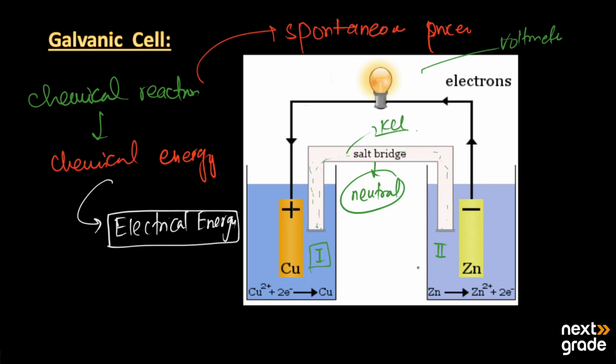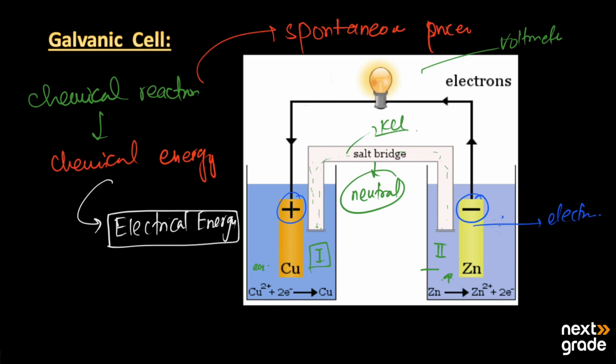The aqueous solutions of different substances are kept in these half cells, and the electrodes are inserted. And one thing here: the anode has a negative charge and the cathode has a positive charge. So this is the simple overview of the galvanic cell as well as the electrolytic cell.